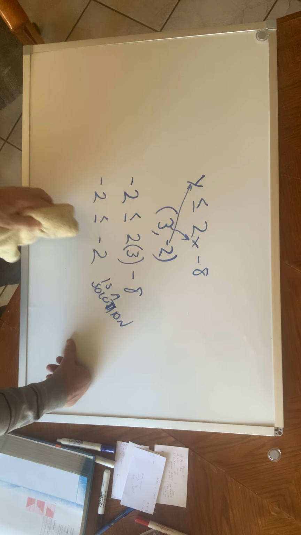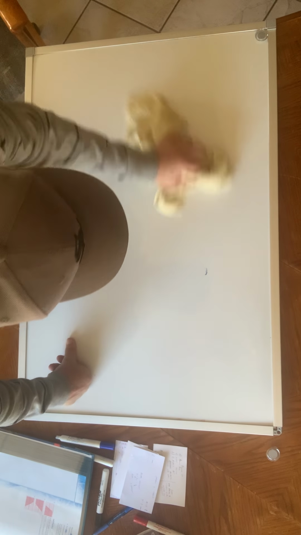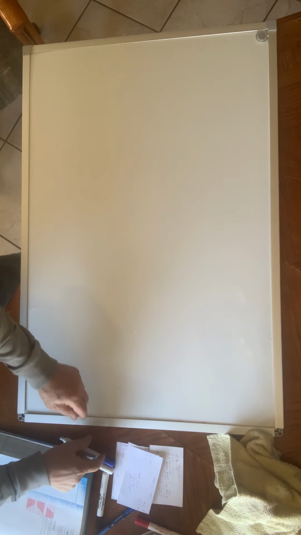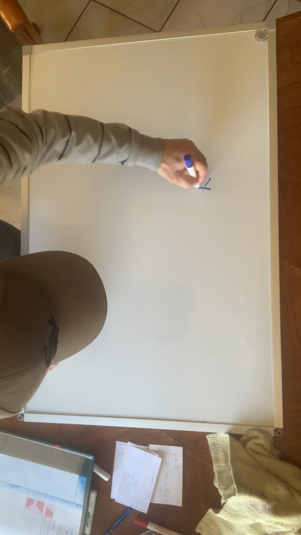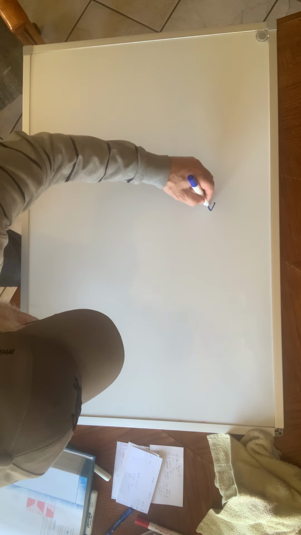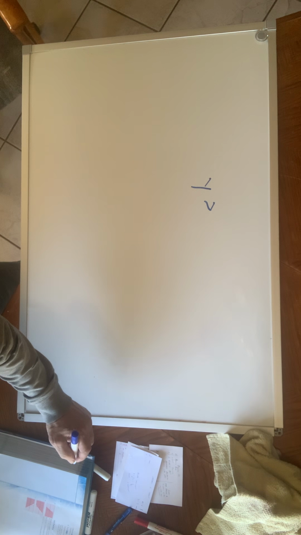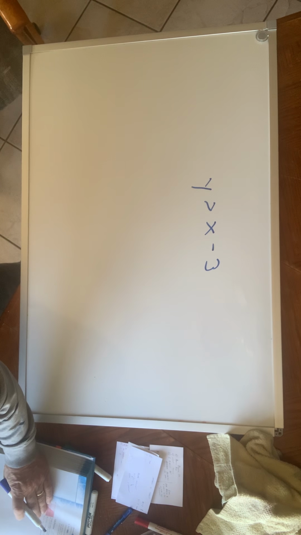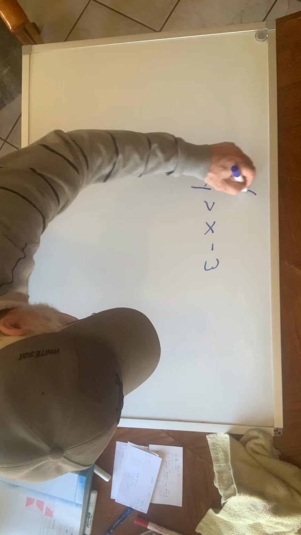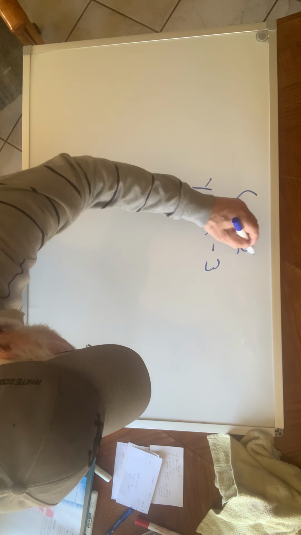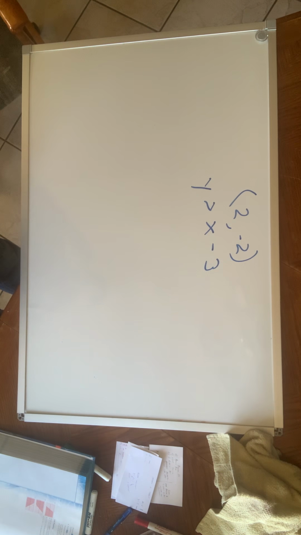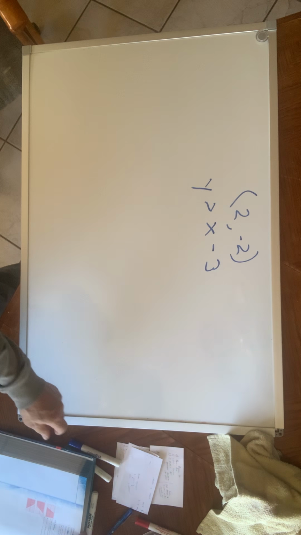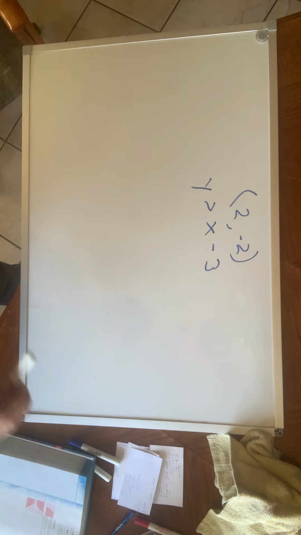Ready to try another one like that? Here we go. I'm going to give you y is greater than x minus 3. And all they're going to do is say, here's an ordered pair, 2, negative 2, plug it in, and tell me if it works. If it works, it's a solution. If it doesn't work, it's not a solution. Pretty simple.